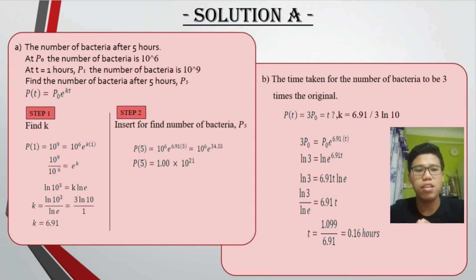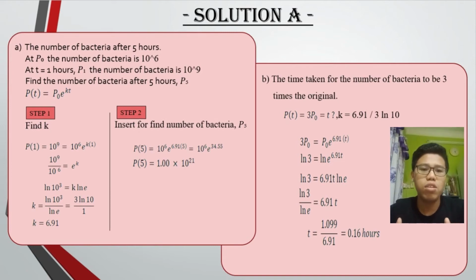We get 1.0 divided by 9 power of 21, which is the number of bacteria after 5 hours. Then for question B, we need to find how long it takes for the number of bacteria to become 3 times the original number of bacteria.